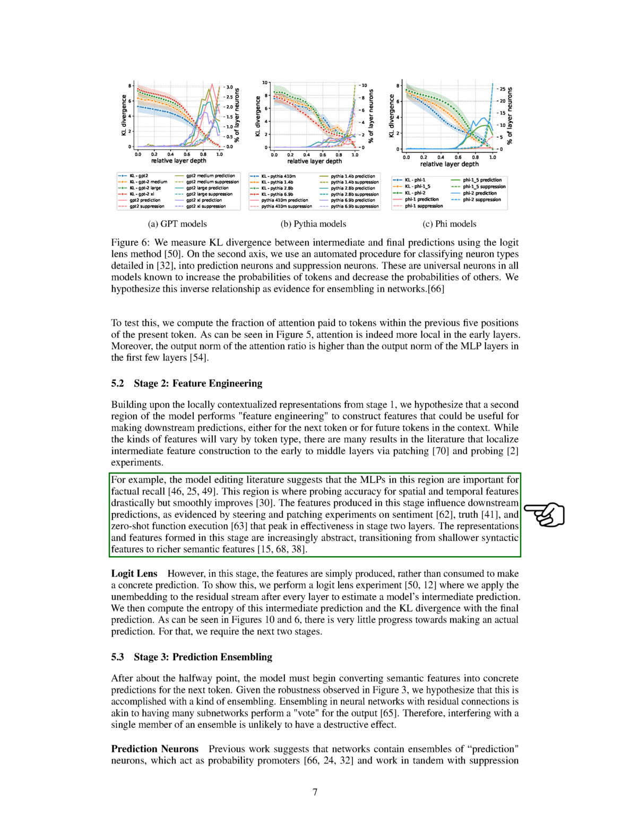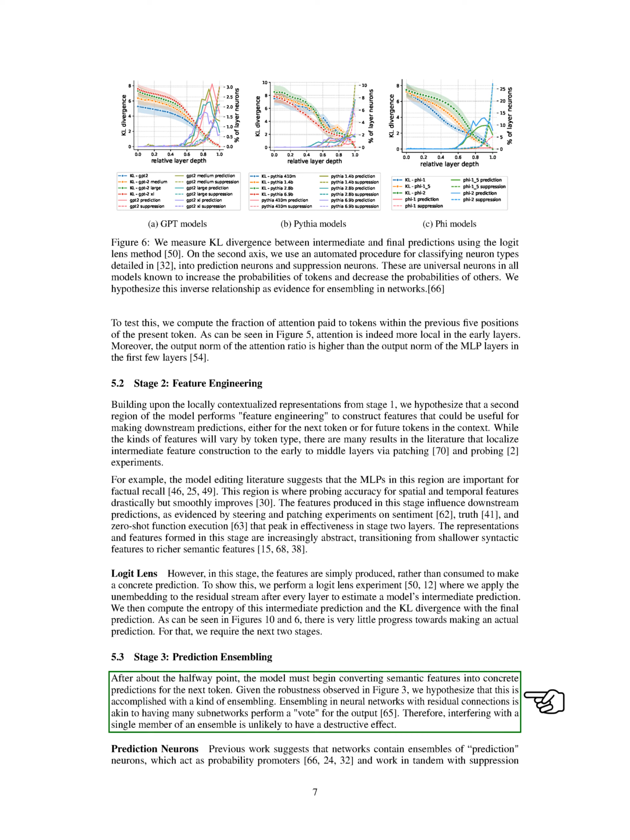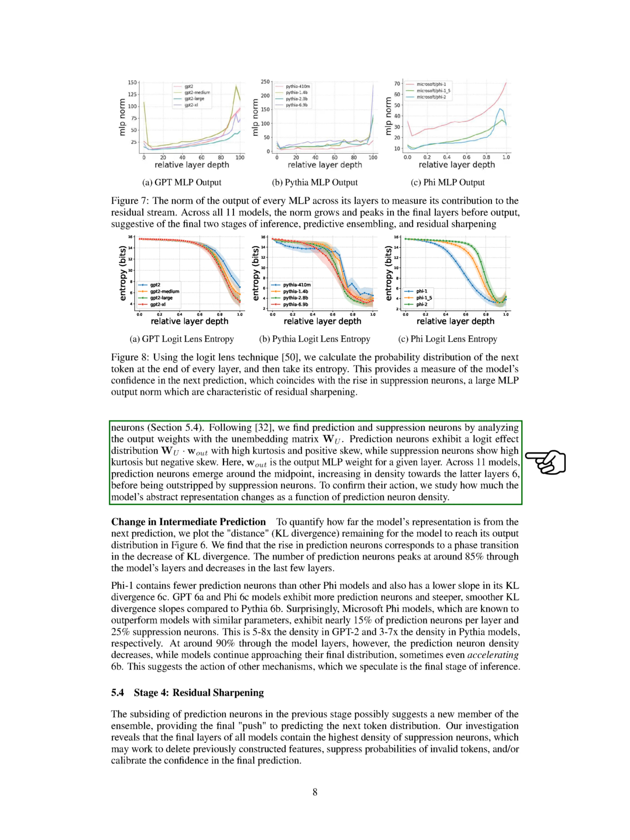In the subsequent stage, prediction ensembling, stage 3, the model begins translating semantic features into concrete predictions for the next token. This process likely involves ensembling, where multiple subnetworks contribute to the final output through a voting mechanism, leveraging the robustness observed in the model. Furthermore, we identify prediction neurons that promote probabilities and suppression neurons that inhibit predictions, with their distribution changing across layers. Prediction neurons become more prominent towards the latter layers, indicating their crucial role in the prediction process.